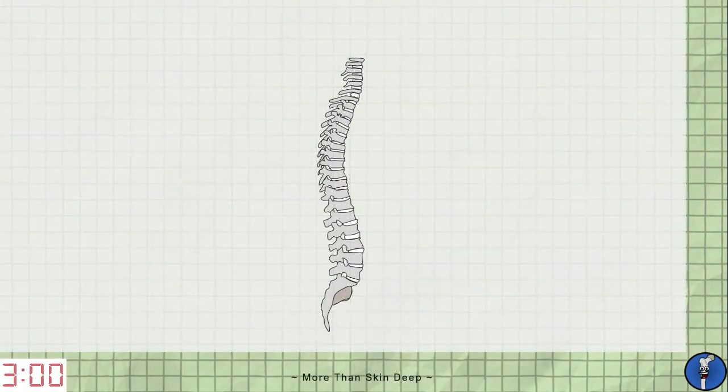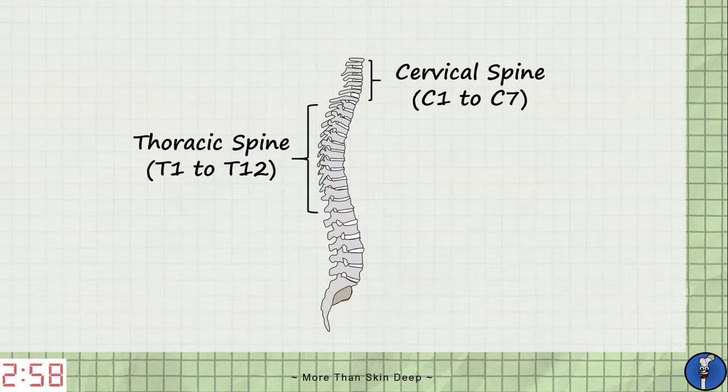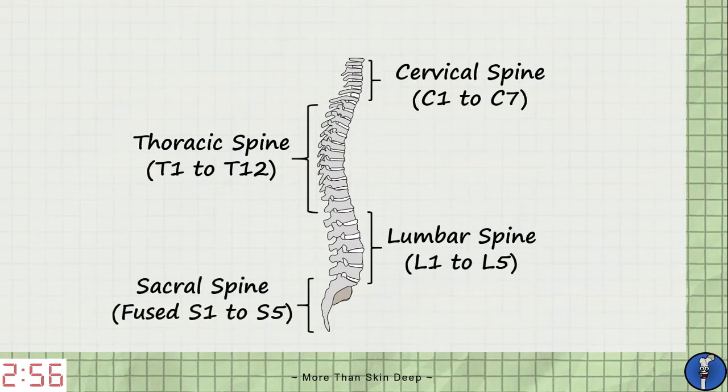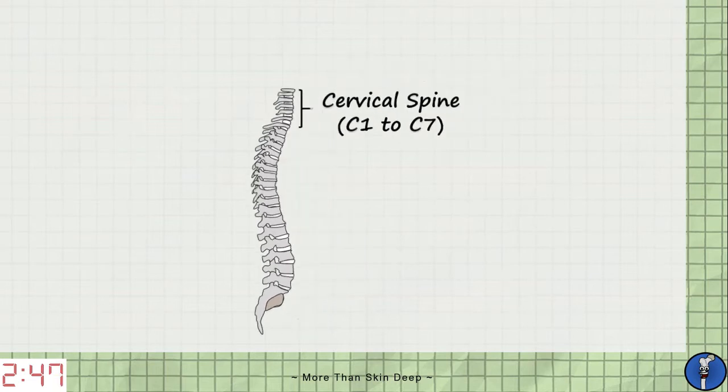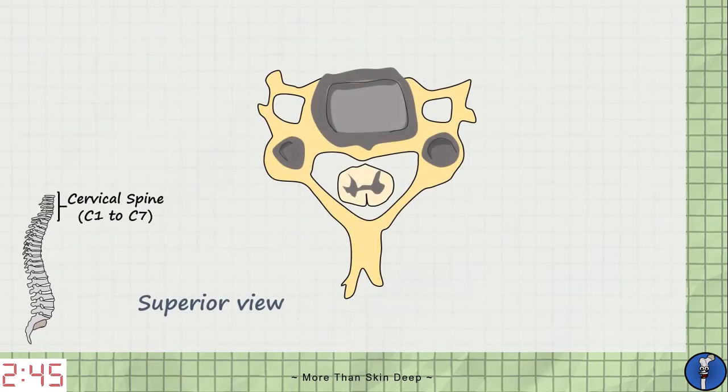The spine is separated into 4 segments: cervical, thoracic, lumbar, and sacral. Today we will focus on the cervical spine. The cervical spine is composed of 7 vertebrae, named from C1 to C7 respectively. Let's start by taking a closer look at a typical cervical vertebra.